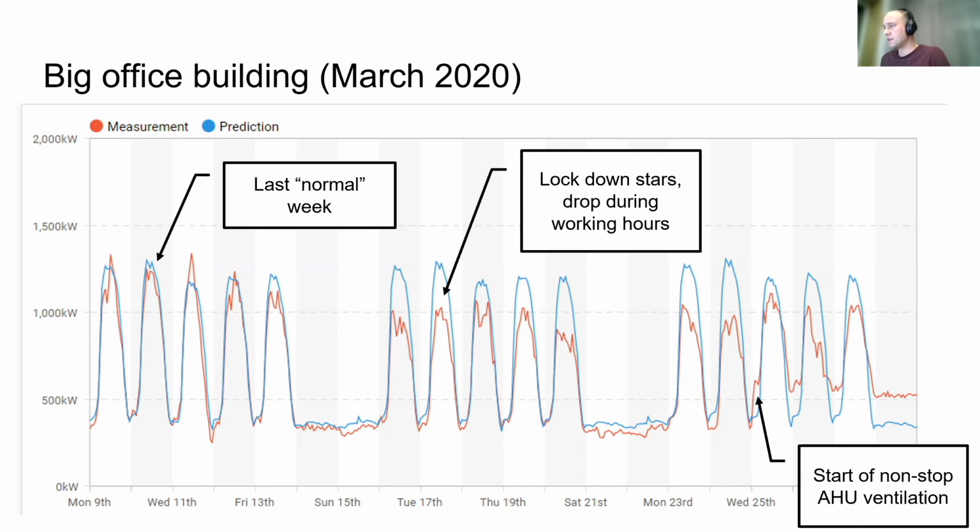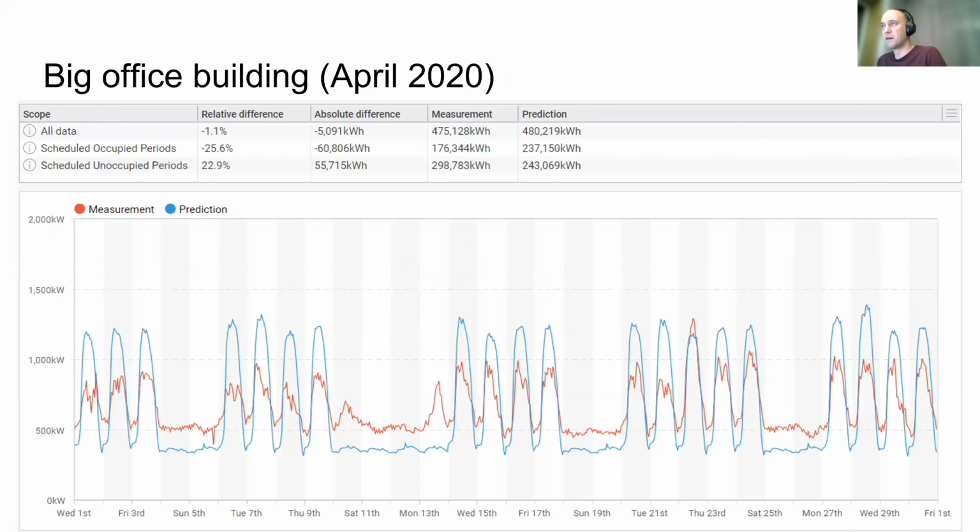And important is this detail where after a few days, they started non-stop ventilation in order to prevent infection. And it has some immediate effect on the energy consumption. So you can see that in the night time, they have some increase in the energy consumption. And this is the next month, April, when you can see this pattern: during the working hours, lower energy consumption due to fewer employees in the building, but in the night time, higher energy consumption due to non-stop ventilation.